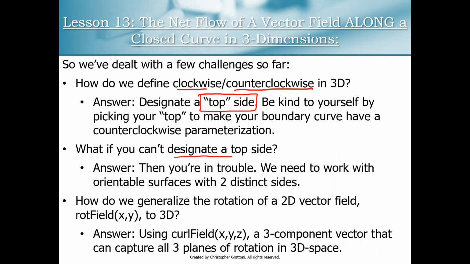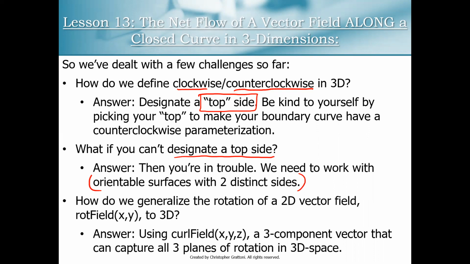What happens if you can't designate a top side? What if you have a Mobius strip? Well, then you're going to be in trouble. Stokes Theorem is not going to work for us. We are going to require an orientable surface with two distinct sides in order for this theorem that we're about to introduce to work as expected.